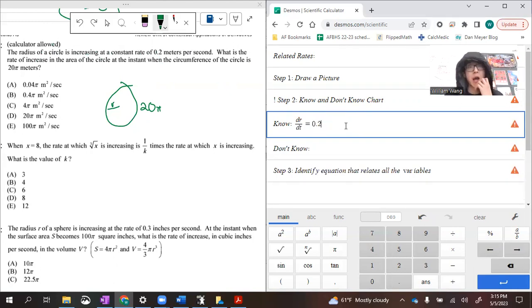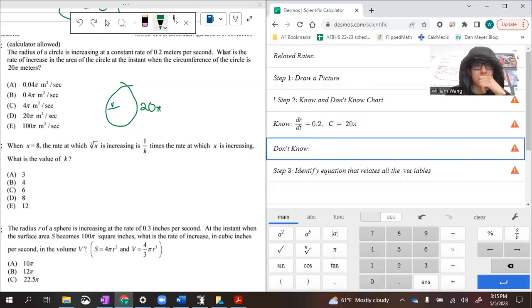Okay, 0.2. Okay. What else do I know? I know the circumference is 20 pi meters. Circumference is equal to 20 pi meters. Cool. Okay. What do I not know?